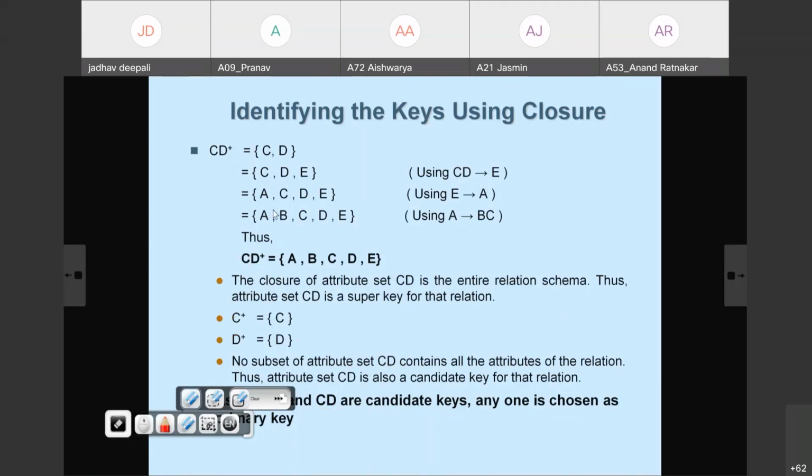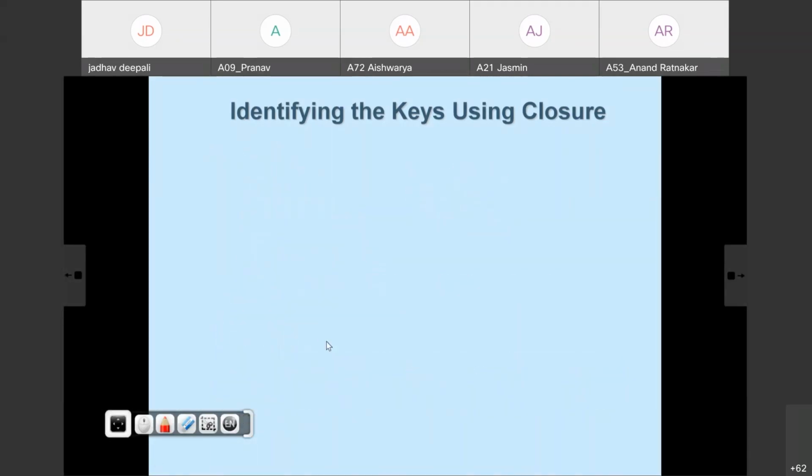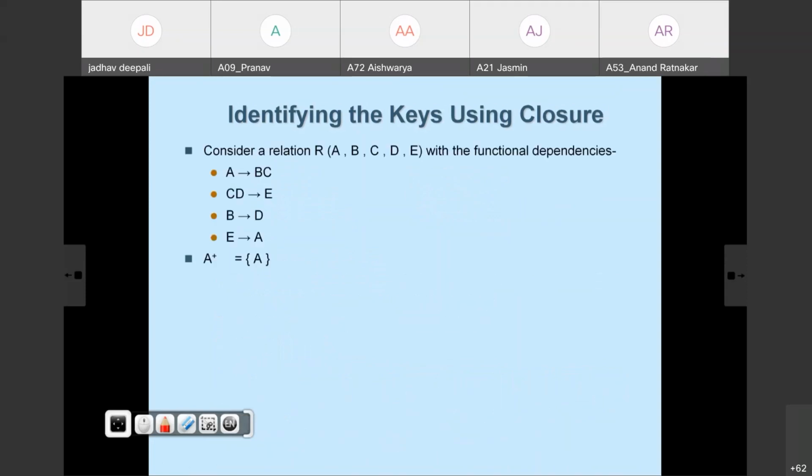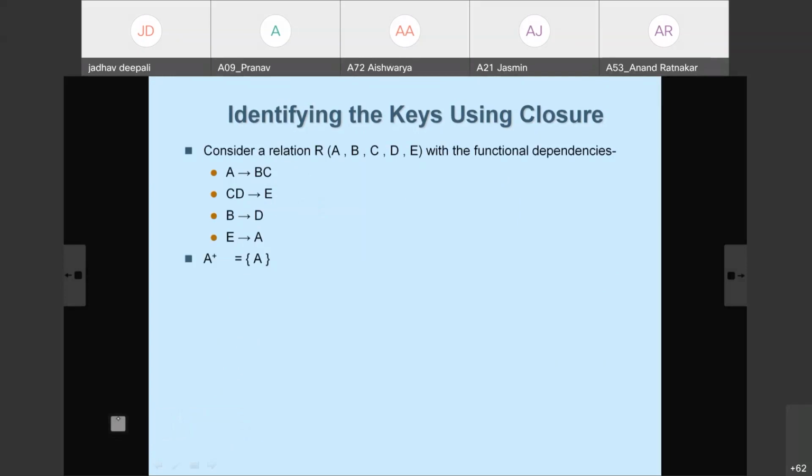You can also try for other attributes. B and E are on the left hand side, so try to calculate B closure. B comes into the result first. B is on the left hand side, so using B tends to D, D comes into the result. B, D. Now can we add any other attribute here? No, we cannot add any other attribute. Only B and D are in the result.